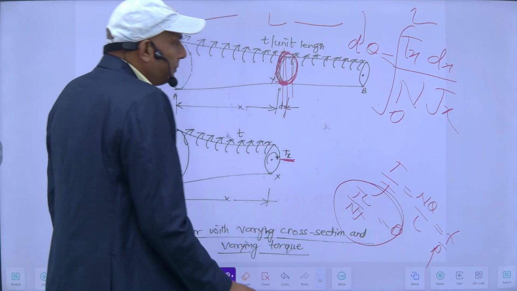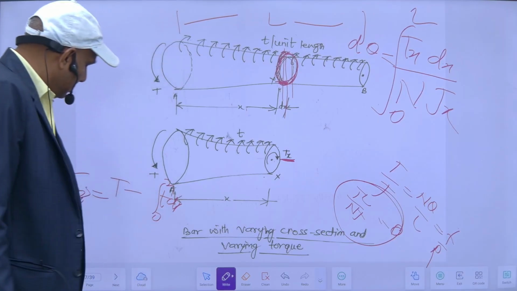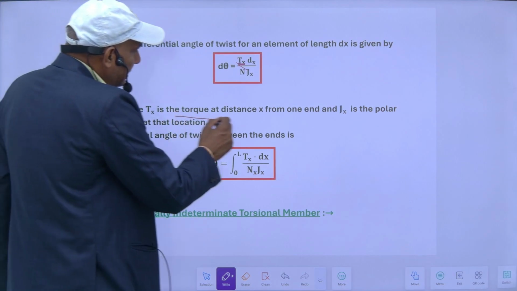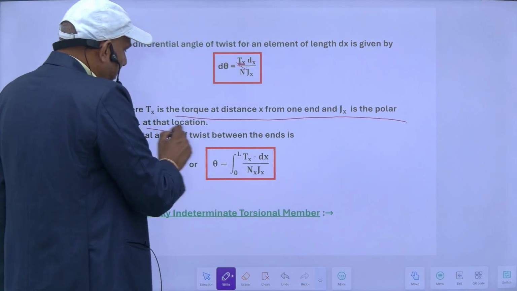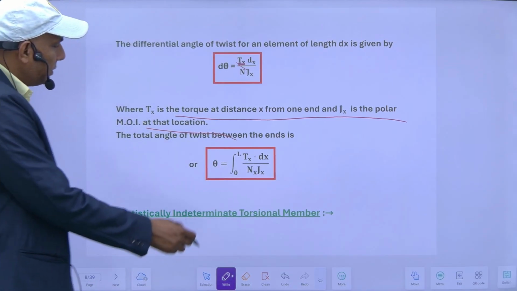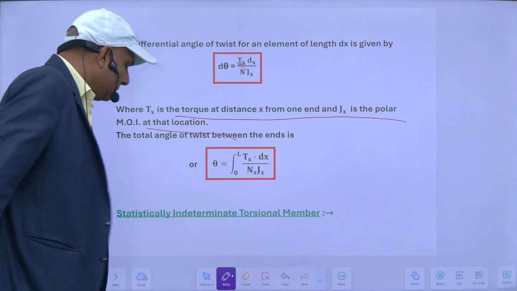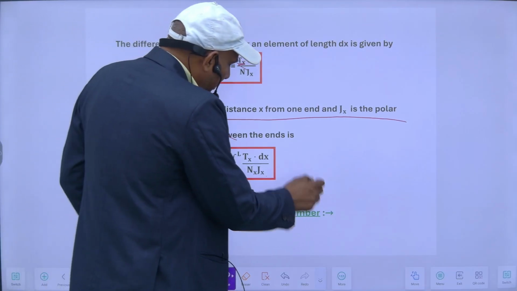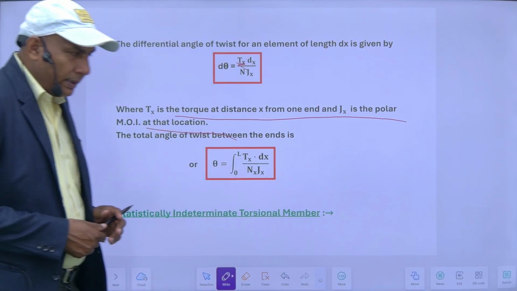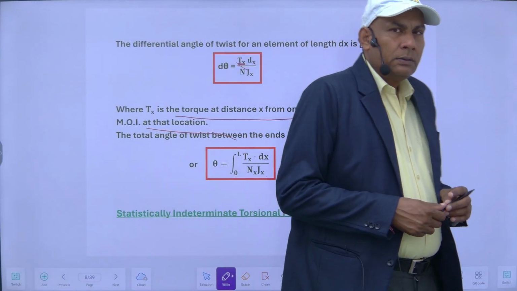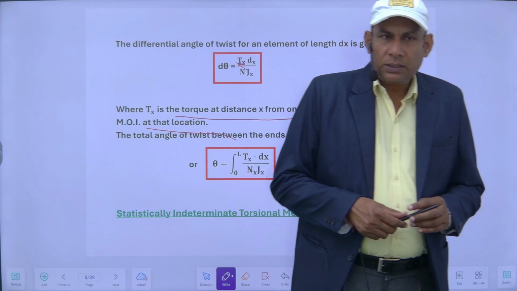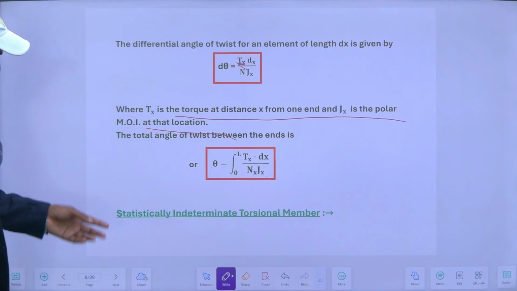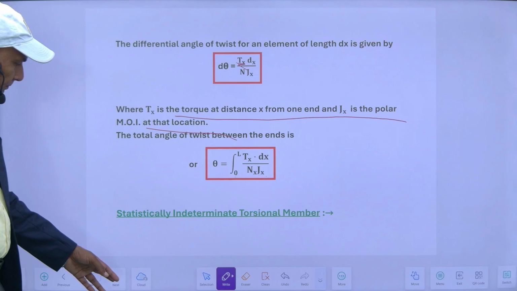So here I can put the value. This torque is at a distance x from one end, and Jx is the polar moment of inertia of that distance. So my total angle of twist, if I integrate it, I will get this. Next is statically indeterminate torsional moment. How we can do the analysis of this, I will explain here.